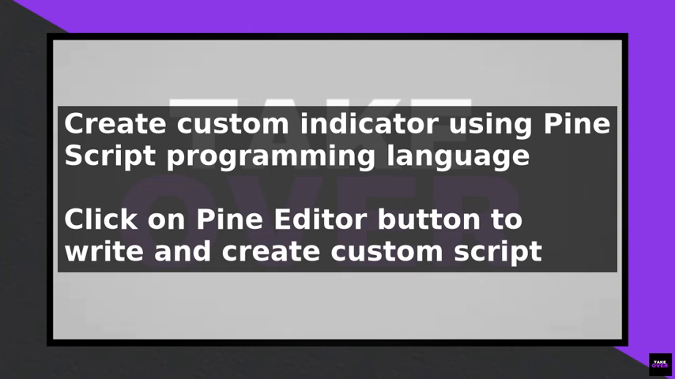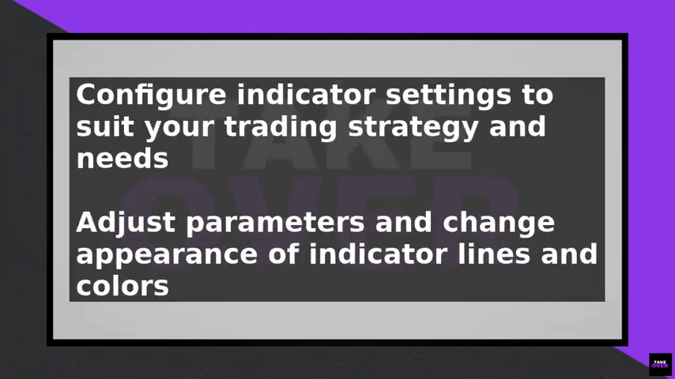You can access the settings of an indicator by clicking on the gear icon next to the indicator name on the chart. From here, you can adjust the parameters to suit your needs and also change the appearance of the indicator, such as the color and style of the lines.